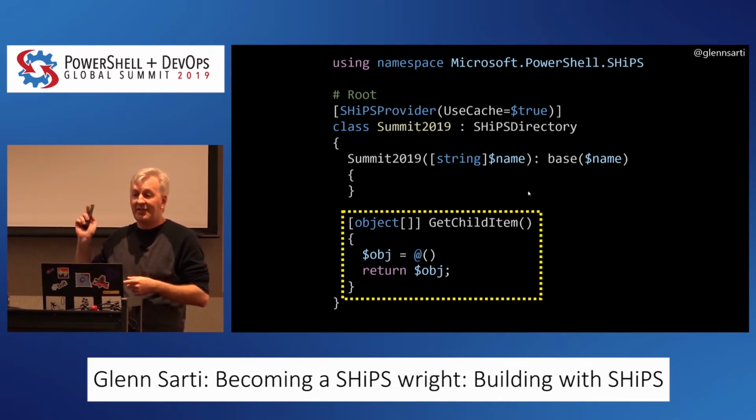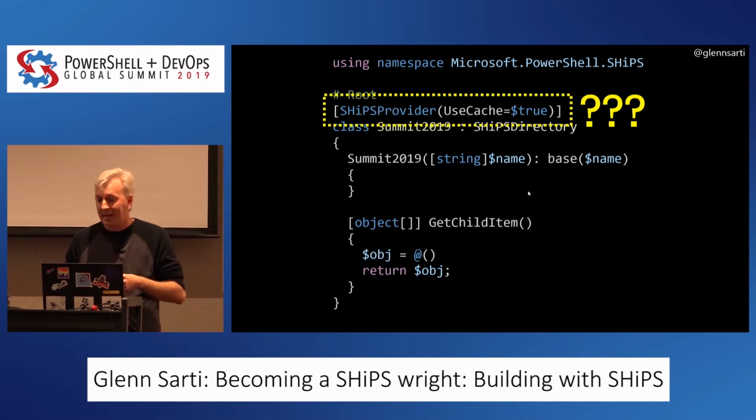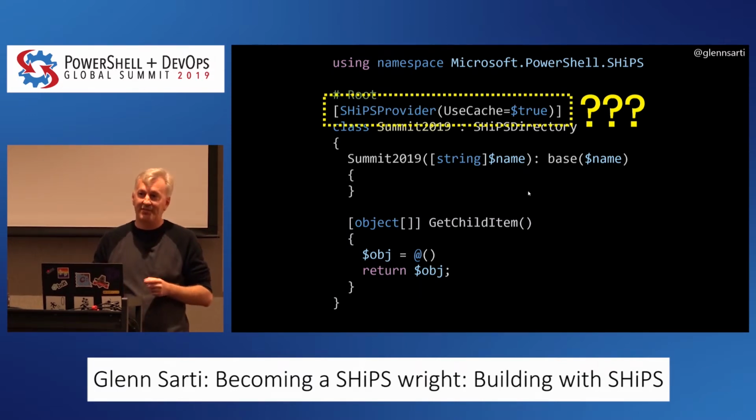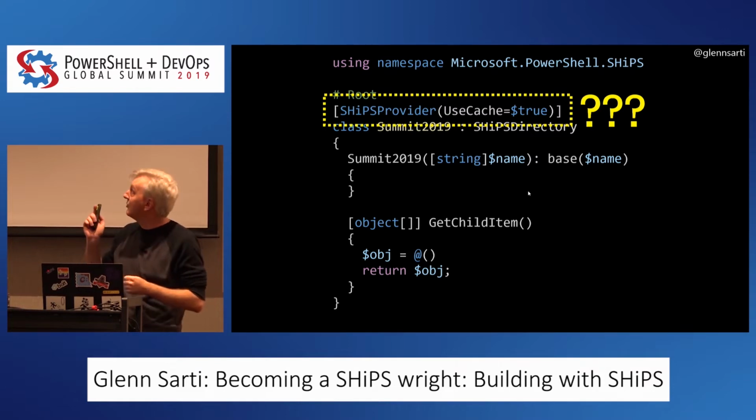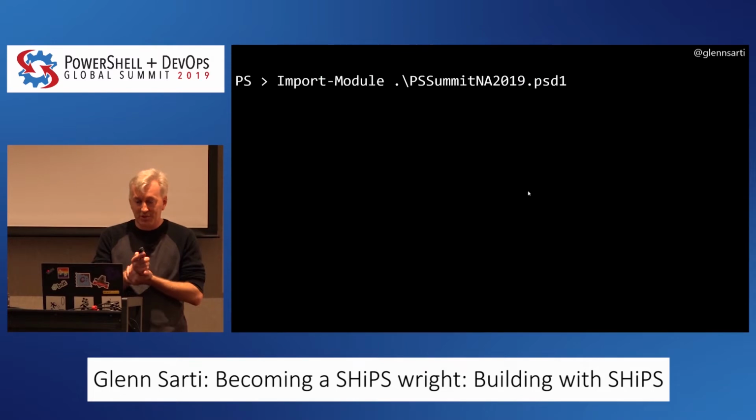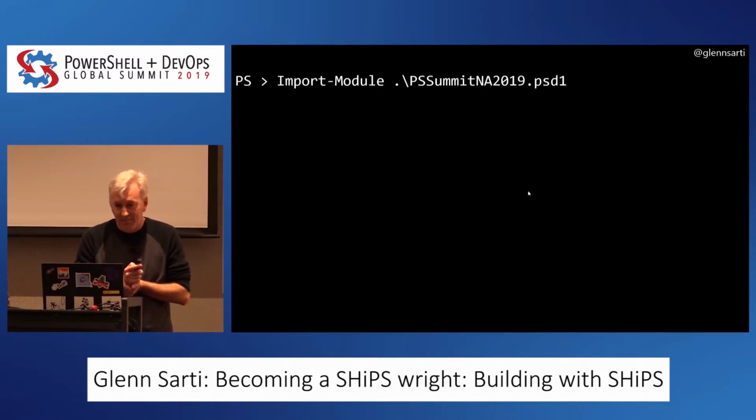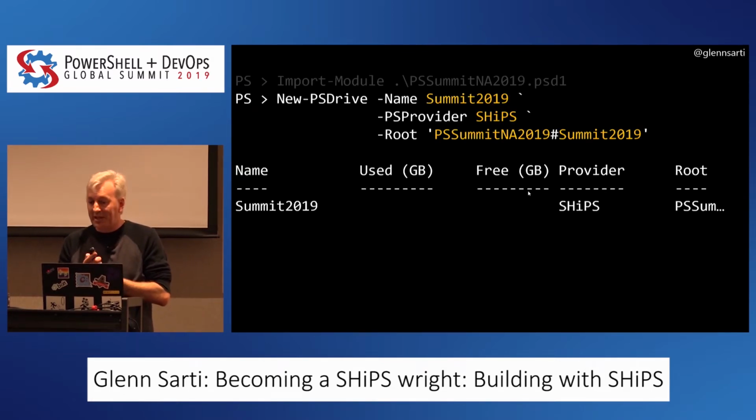But this is enough that we can now import the module and actually get the drive and see what we've done. Some of you may have noticed this line up the top. I will go through this. SHiPS does have a caching mechanism. This is just a directive to turn it on. So let's import the module. And the next thing we do is create the PowerShell drive.